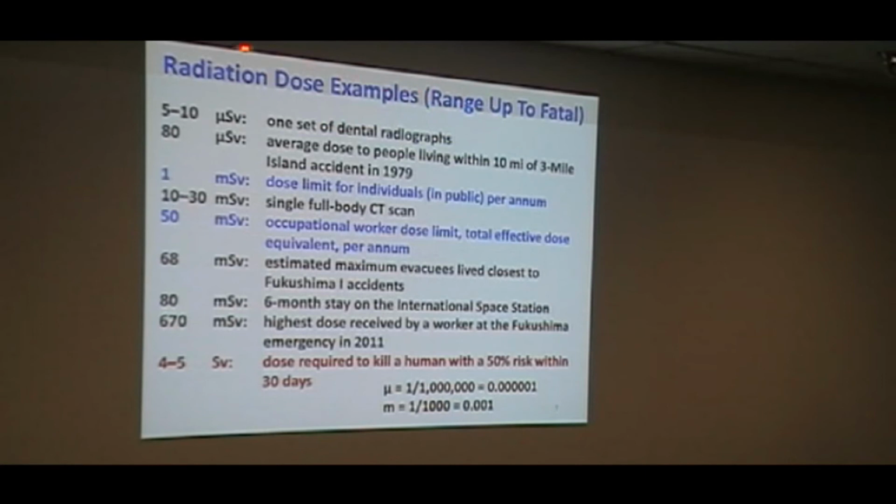Now, to give you a range, what do we expect to see? The radiation dose up to fatal. If you're exposed to 4 or 5 sieverts, there's a 50% chance that you'll be dead within 30 days. That is, the amount of damage to your tissue is such that statistically that is the case. However, if you have a dental x-ray, you'll have about 10 microsieverts. So you can have a whole lot of dental x-rays and not worry about that.